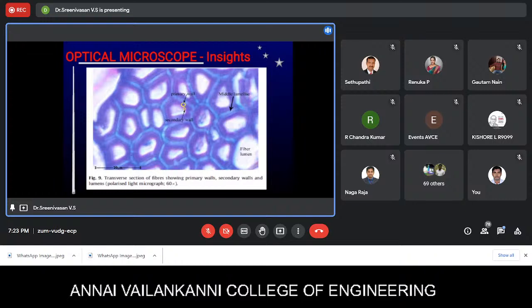Within the fiber cell, it consists of the fiber wall, that is the primary wall and secondary wall, the fiber lumen, as well as the middle lamellae. The most important thing is the fiber lumen. The fiber lumen is the vacuum part, the orifice or the porosity available on the fiber.